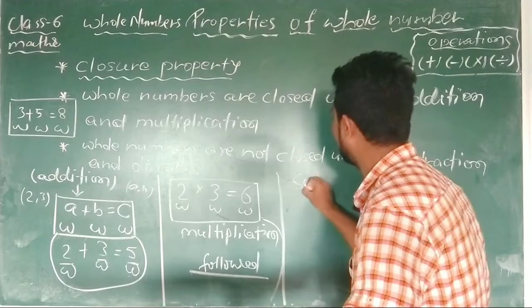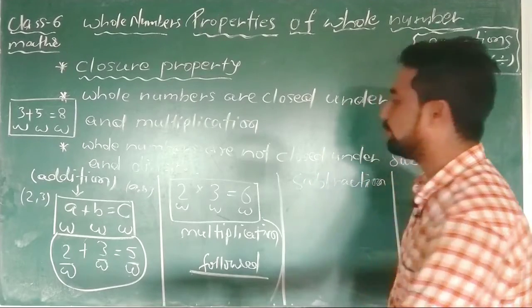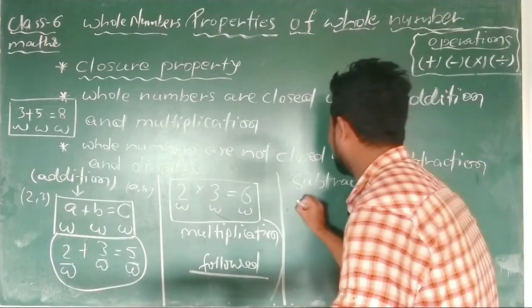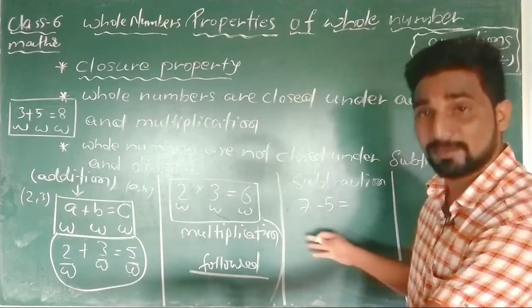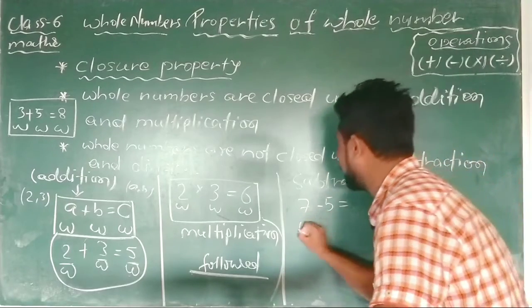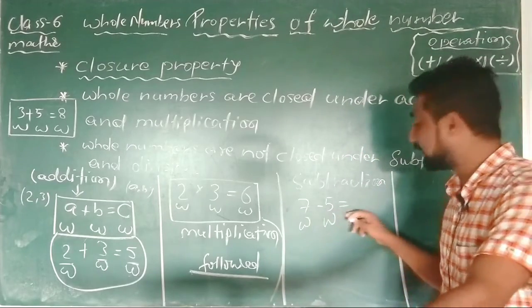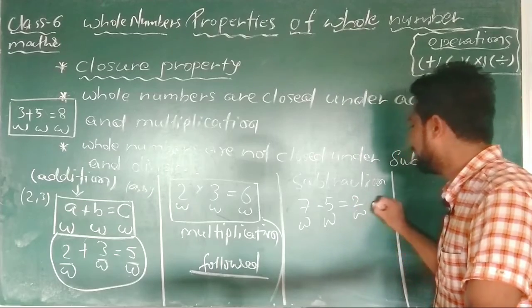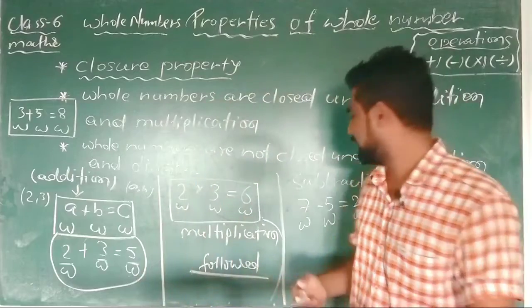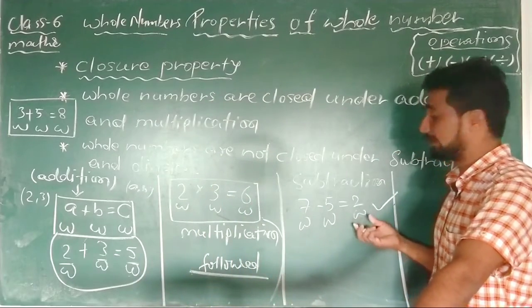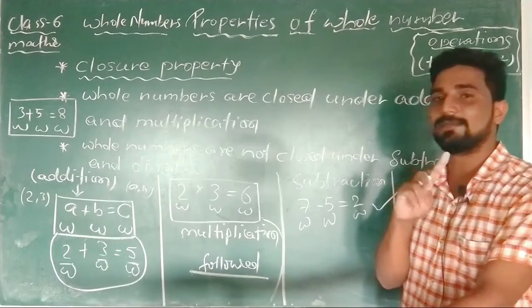Now you check for the third operation, that is subtraction. Why is it not followed for subtraction? You take any two whole numbers. Yes sir, I have taken 7 and I have taken 5. You subtract these two whole numbers, and after that a whole number should come. Yes, 7 minus 5, 7 is a whole number, 5 is a whole number, and when you subtract these two numbers, the difference is 2, and 2 is a whole number. Yes, it is followed. When I subtracted a whole number from another whole number, I got an answer that is also a whole number. So that is why it is followed. But wait, one more time, let me give another example.